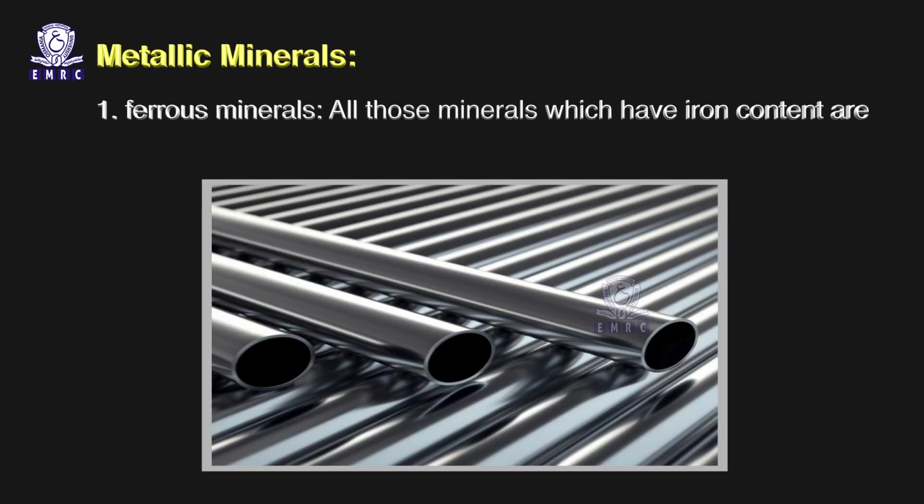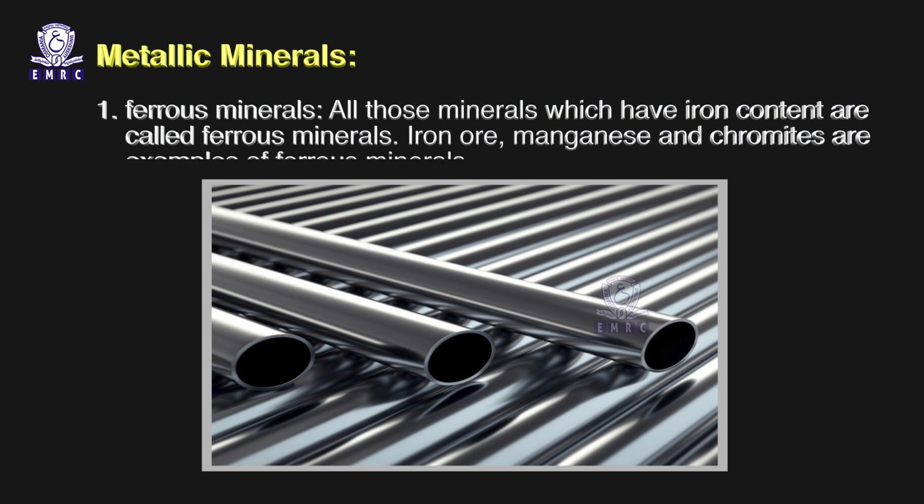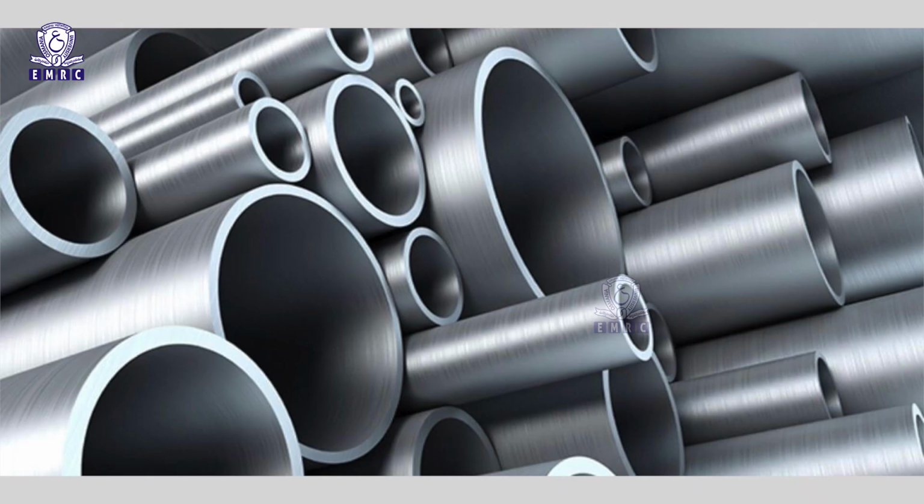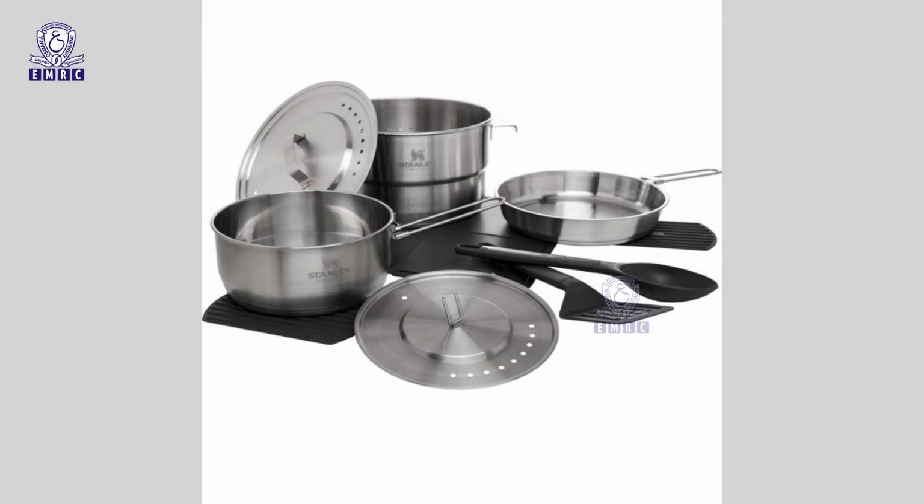Let's look at the ferrous minerals. All those minerals which have iron content are called ferrous minerals. Iron ore, manganese, and chromites are examples of ferrous minerals. Ferrous minerals account for about 3/4 of the total value of production of metallic minerals. These minerals provide a strong base for the development of the metallurgical industries, particularly iron, steel, and alloys. India is well placed in respect of ferrous minerals, both in reserves and production.